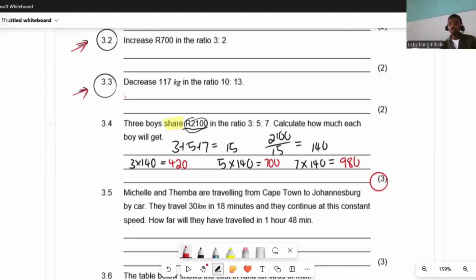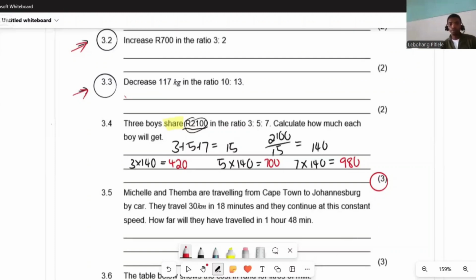So if they're saying how long they travel, what are they looking for? X. For X. It's a kilometer, right? Then you simply cross multiply. 30 times 108, how much is that? 3,240. Yeah, 3,240. Okay, let's go again. You said how much? 3,240. It's 3,240.